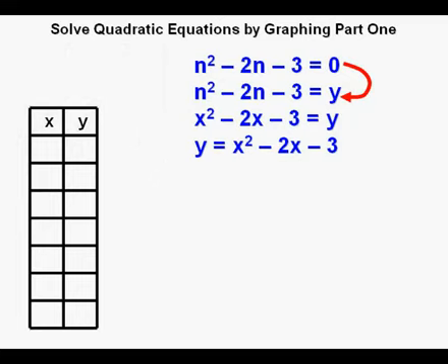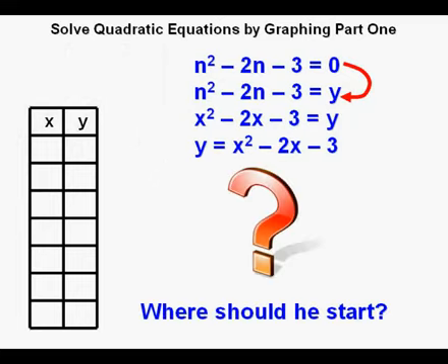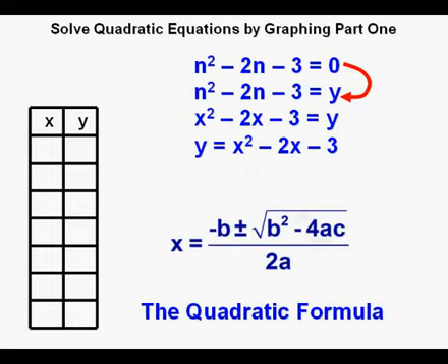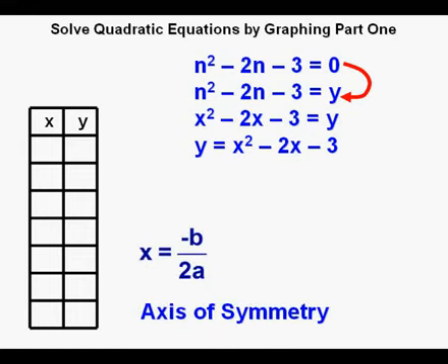But his question is, where should he start to plot points? Fortunately, there is something called the quadratic formula shown here, and it's this part of the quadratic formula, x equals -b over 2a, that is the key of where to start. This portion of the quadratic formula, x equals -b over 2a, the front portion, is the formula to find the equation of the axis of symmetry of the parabola or quadratic function. But to use this formula, we need to identify the a and b in the function.